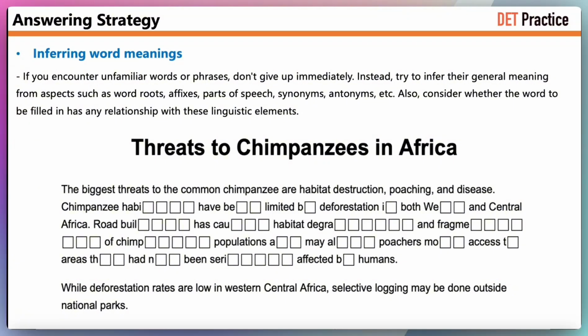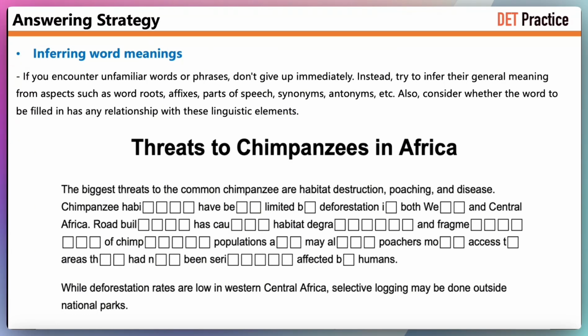Looking at the last sentence, while deforestation rates are low in Western Central Africa, selective logging may be done outside national parks. We see deforestation. Forest means woods, and we've explained ion. The de means removal, so deforestation means cutting down forests. Log means to cut trees, so this refers to tree cutting in Central Africa.